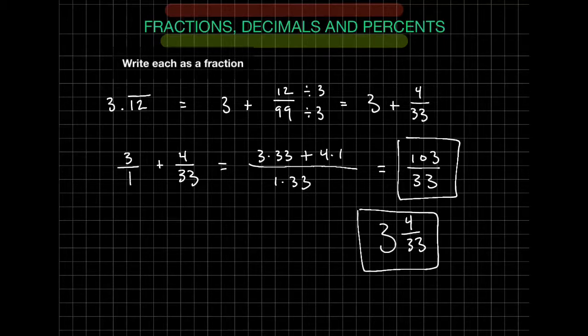Okay. So you can go ahead and say that this is your answer or this is your answer. So this is how you do it when you have something like this. It's repeating. You're just going to kind of go ahead and split these apart. Do a little Vedic math, as I have in one of my other videos. And there's your answer. So 3.12 written as a fraction is 103 over 33, or 3 and 4 33rds.